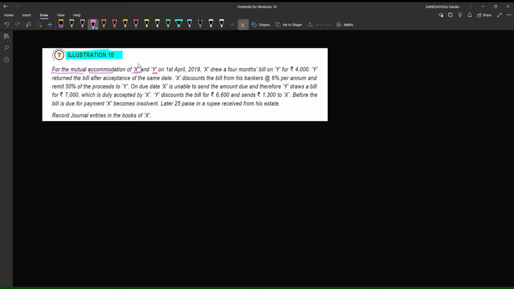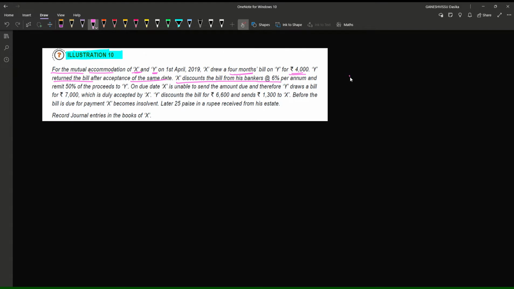happened is X has drawn a bill of exchange on Y for 4 months, for 4000 rupees. Y returned the bill after acceptance on the same date. That means Y has accepted that bill and sent it back to X. Now what has X done? X has discounted the same with the bankers at the rate of 6% per annum.